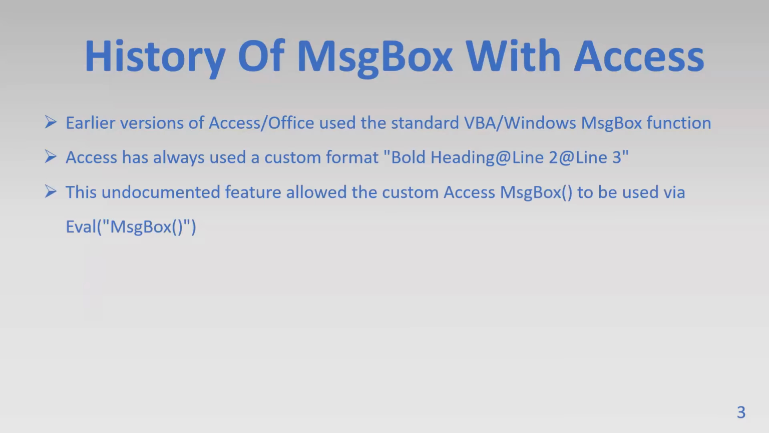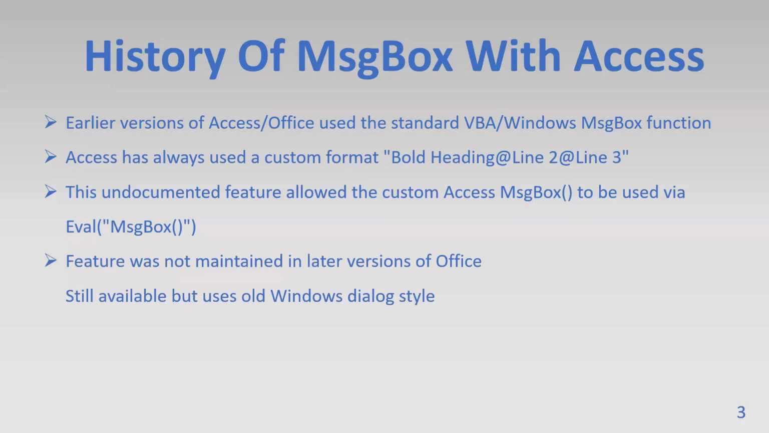And in fact, there's an undocumented feature that you can exploit by calling message box through the eval statement, and it uses Access's message box rather than VBA's. And as a result of that, you can get a message box which actually looks like the Access one. Trouble is, they stopped maintaining it when Windows' own message box changed. The Access one didn't. So I think it was probably Windows ME or Windows 10 where they changed the look and feel of the VBA message box, and the Access one now looked different to the VBA one. So that in itself was a problem.